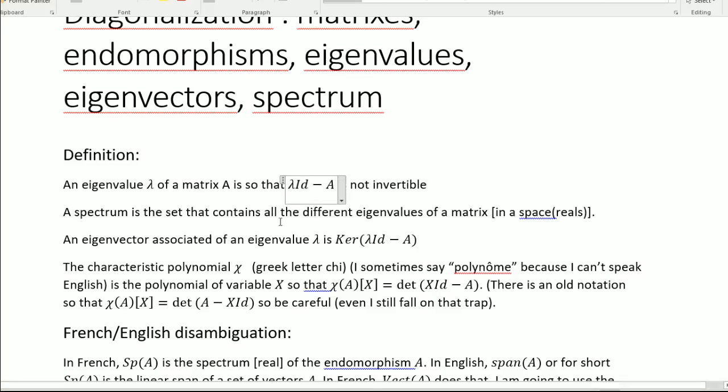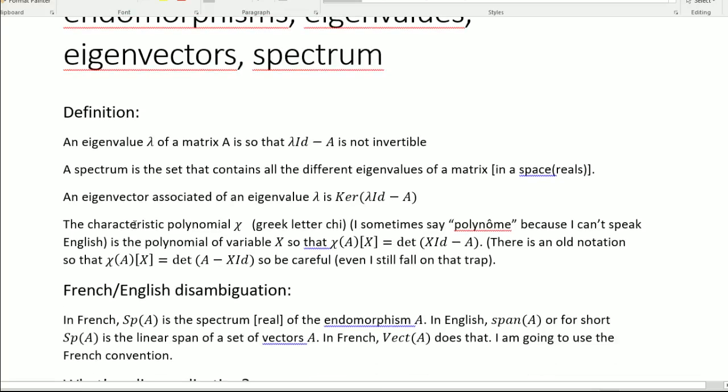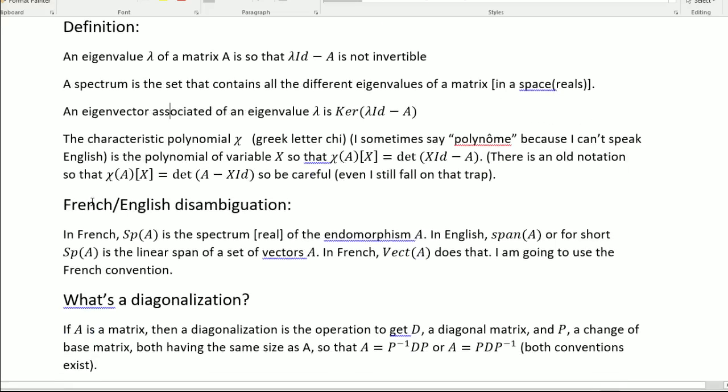A spectrum is the set that contains all of the eigenvalues of a matrix in a space, for example reals. An eigenvector associated with an eigenvalue lambda is in ker of lambda Id minus A.